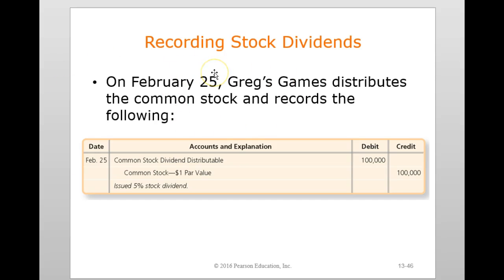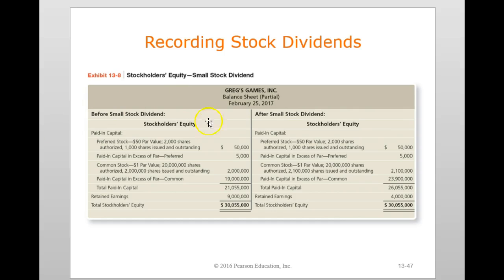So when it is distributed or paid, the common stock is going to be credited, and the distributable is going to be debited to take it off the books. So if you look at how it's recorded, here is before and here is after. Now you'll see you've got more paid-in capital. You have $100,000 in addition of equity in common stock, and your retained earnings is $5 million less. So it's just kind of shifted things around.